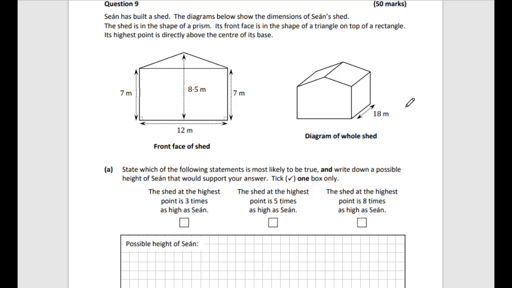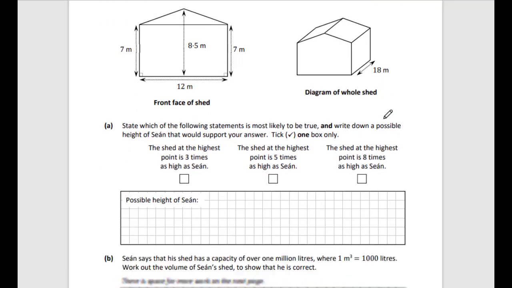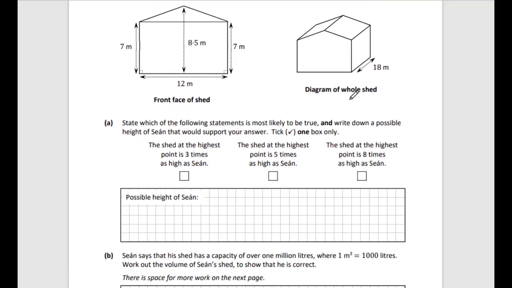Question 9. Sean has built a shed. The diagram below shows the dimensions of Sean's shed. The shed is in the shape of a prism. Its front face is in the shape of a triangle on top of a rectangle. Its highest point is directly above the center of the base. State which of the following statements is most likely to be true and write down a possible height for Sean that would support your answer. Tick one box only. Okay, so we have 8.5 here.